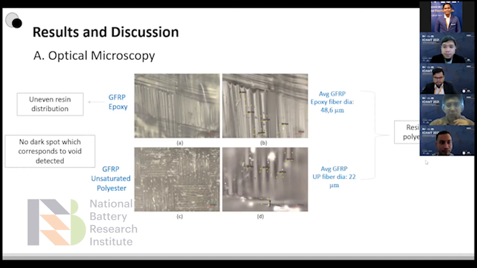So here we understand that the resin sink rate is found to be bigger when we use the unsaturated polyester resin compared to the epoxy matrix material.